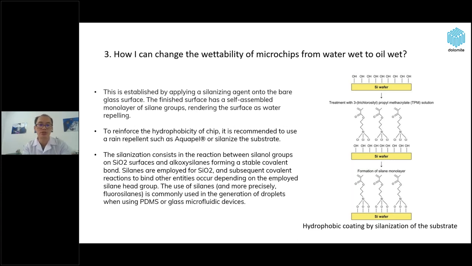So to reinforce the hydrophobicity of the chip, it's recommended to use a rain repellent such as Aquapel or silanized substrates. The silanization consists of a reaction between the silanol group on the SiO2 surface and an alkoxysilane, forming a stable covalent bond. So silane will be employed for SiO2, and subsequent covalent reaction to bind the other entities occurs depending on the employed silane head group. The use of silane, or more precisely a fluorosilane, is commonly used in the generation of droplets when using glass microfluidic devices or PDMS microfluidic devices. I hope this is clear for this question.